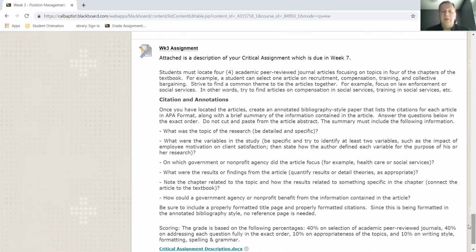So then you also have another writing assignment. And the writing assignment for this week is where we'll start getting into the idea of writing annotations for journal articles. So what you're being asked to do in this writing assignment is to select 4 academic peer-reviewed journal articles.